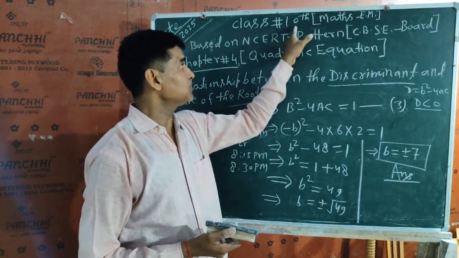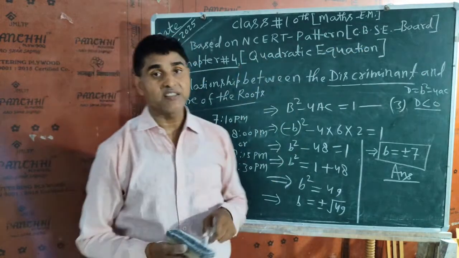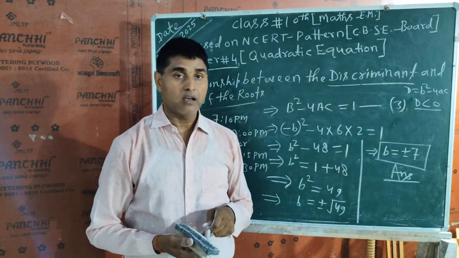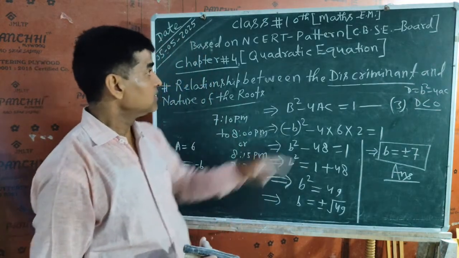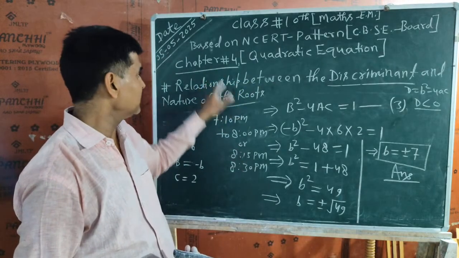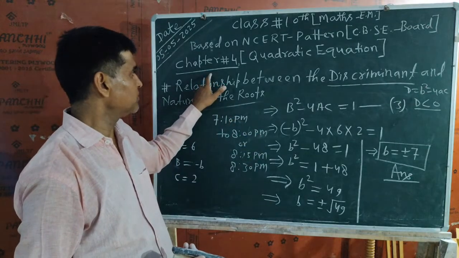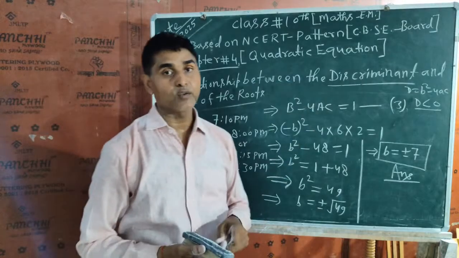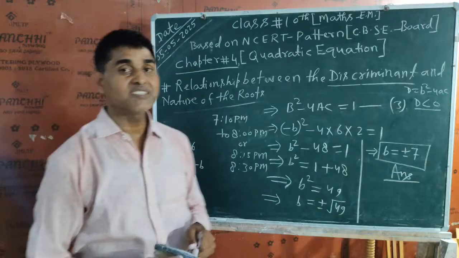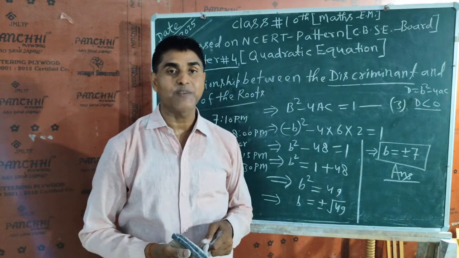I will explain the class 10th mathematics, which is available in English medium, and it is also based on this NCERT pattern, that is known as CBSE board. And also this is the chapter number. I am explaining that all those concepts are existing in the chapter number 4, and whose name is quadratic equation. So today I have explained with you about the relationship between discriminant and the nature of the root. There are three conditions I have explained in detail.